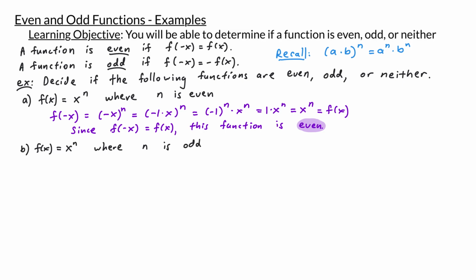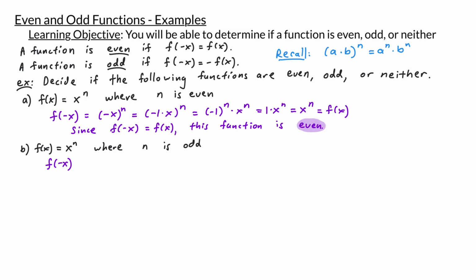In our next example here, we're looking at the function defined by f of x equals x to the power of n. This time, n is an odd number. Just like before, to determine whether a function is even or odd, what we want to do is look at f of negative x. We want to simplify this and compare it to the formula for f of x.